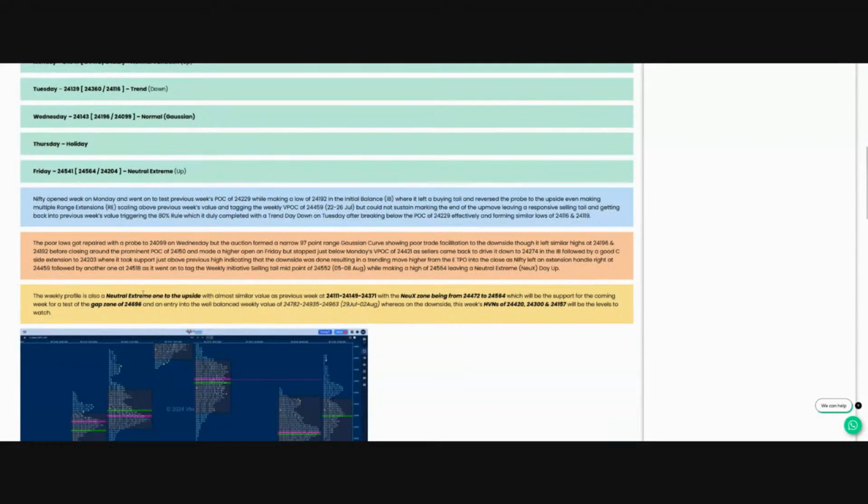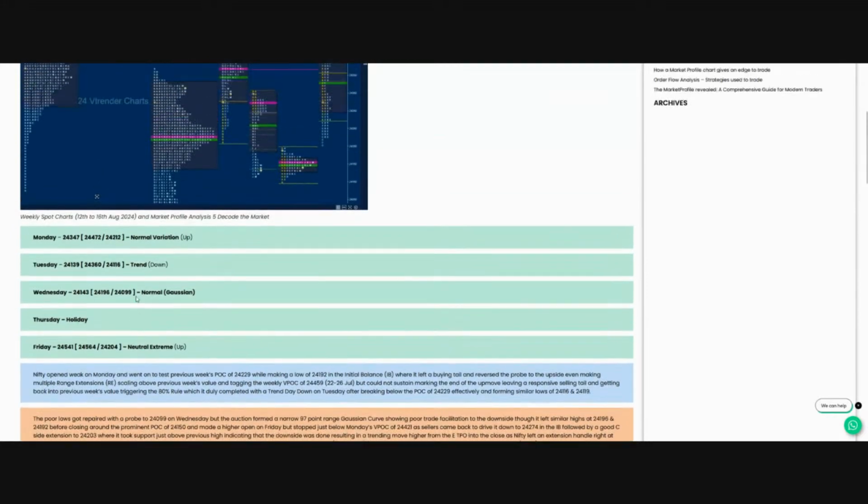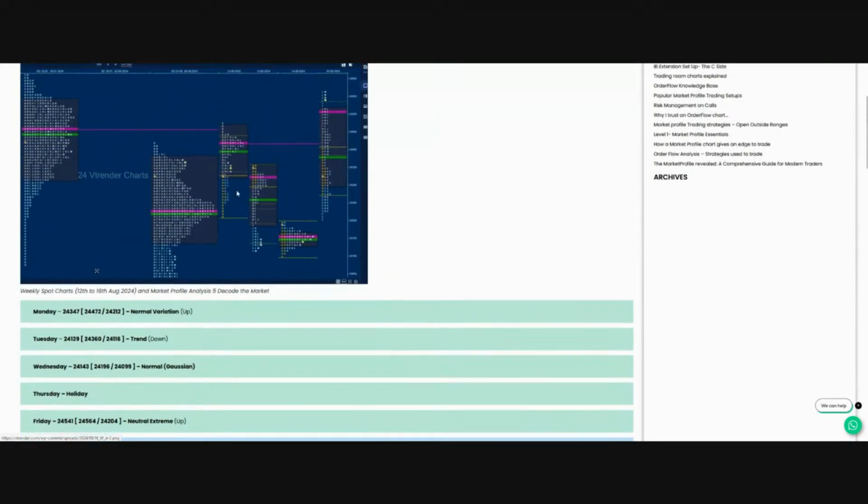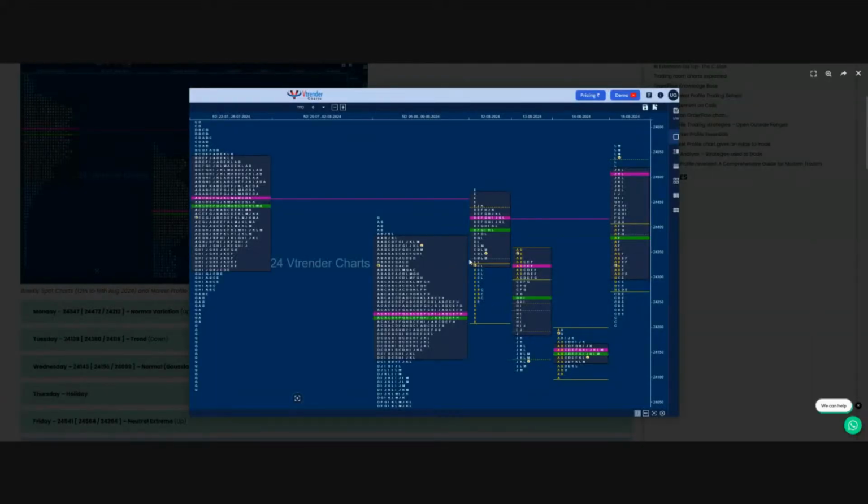So the weekly profile in Nifty spot was a neutral extreme one to the upside. Why was it a neutral extreme? Because as you can see in the daily chart, we made an attempt to probe higher on Monday, last Monday. We even went above this value area high. And before probing higher, the open was not a strong one. The open was lower, where in the initial balance, the A and B period, we in fact remained in previous value, and we tested this weekly POC of 24229.